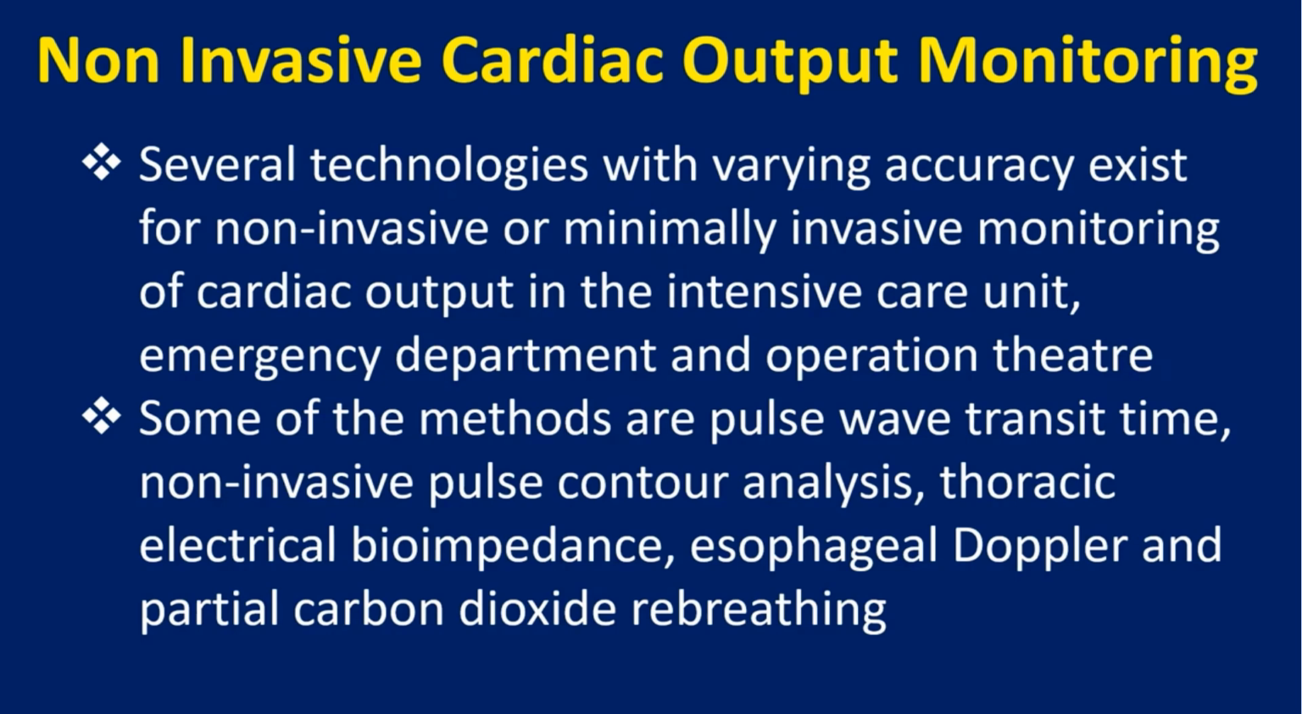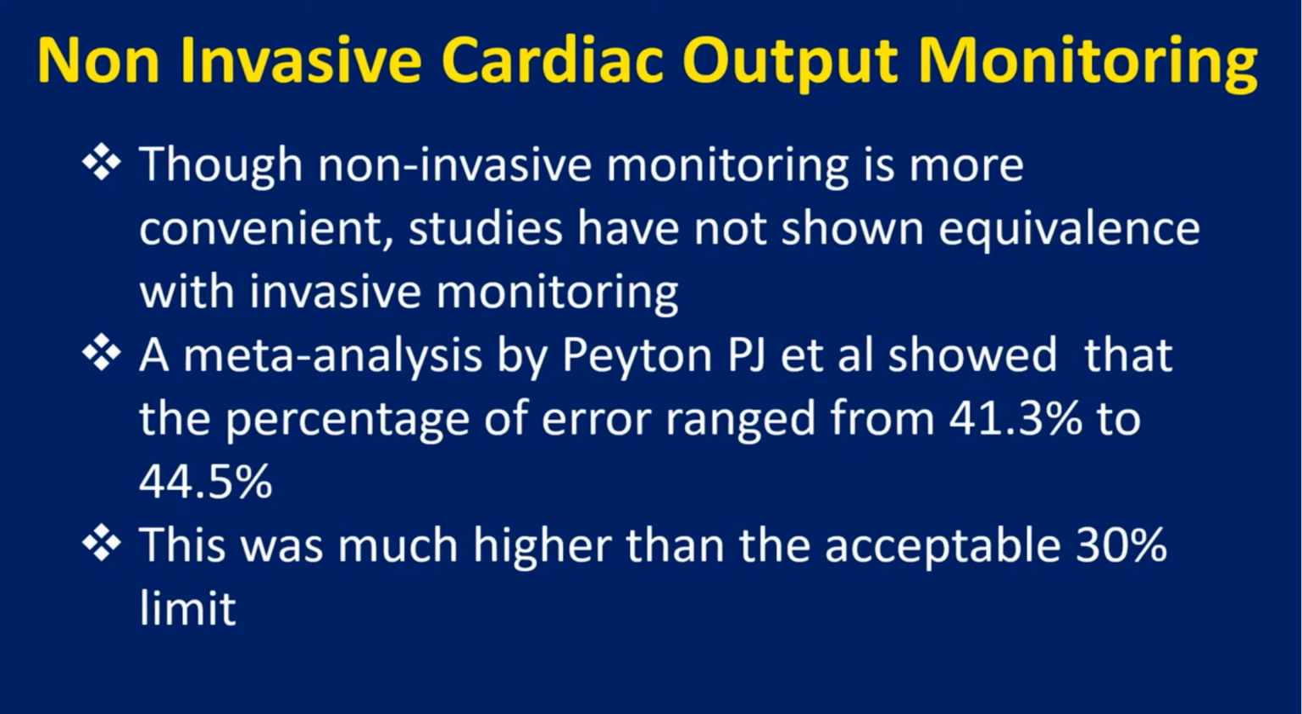Some of the methods are pulse wave transit time, non-invasive pulse contour analysis, thoracic electrical bioimpedance, esophageal Doppler, and partial carbon dioxide rebreathing. Though non-invasive monitoring is more convenient, studies have not shown equivalence with invasive monitoring. A meta-analysis by Payton and associates showed that the percentage error ranged from 41.3% to 44.5%. This was much higher than the acceptable limit of 30%.